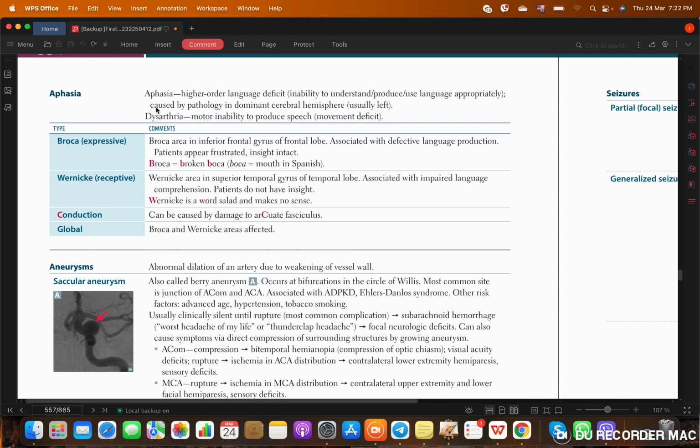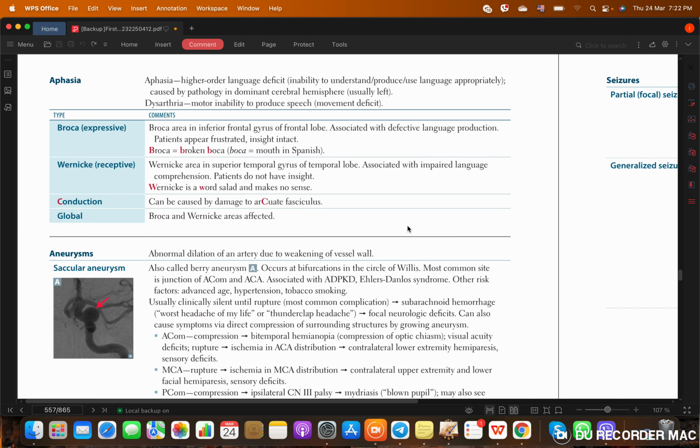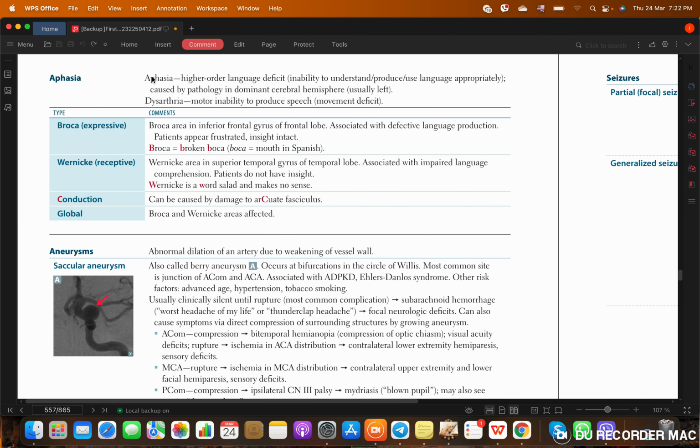They say aphasia is caused by a pathology in the dominant cerebral hemisphere, which is usually the left in people who are right-handed. Dysarthria is a motor inability to produce speech. It's a movement deficit, for example a deficit in cranial nerve number 10 or cranial nerve number 9. So mechanically, they are unable to speak. Or somebody with a problem in his lips, for example, or his tongue itself. He cannot speak because of an actual mechanical problem, not because of a higher order language deficit.